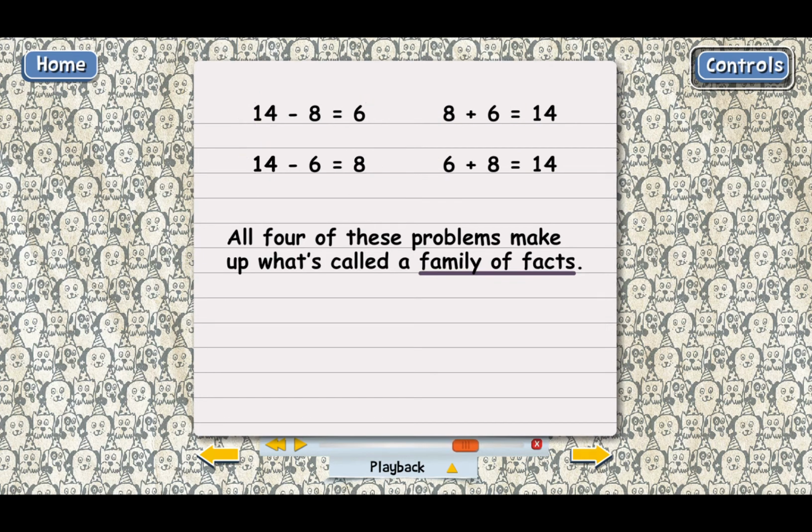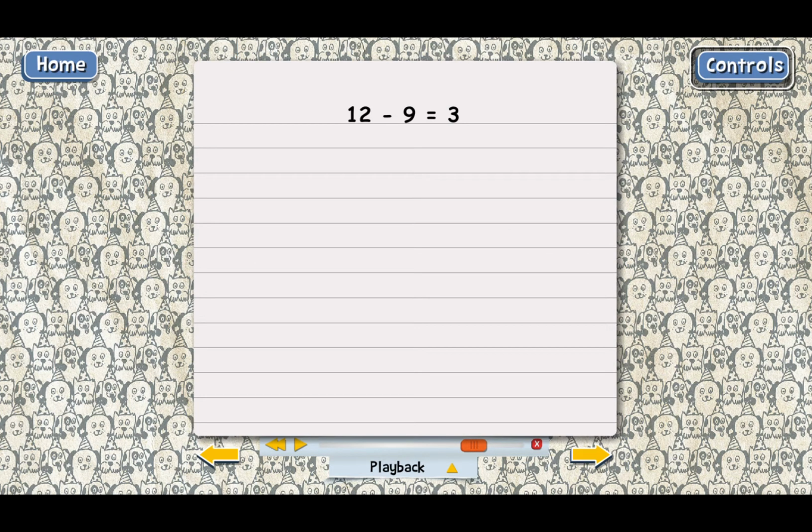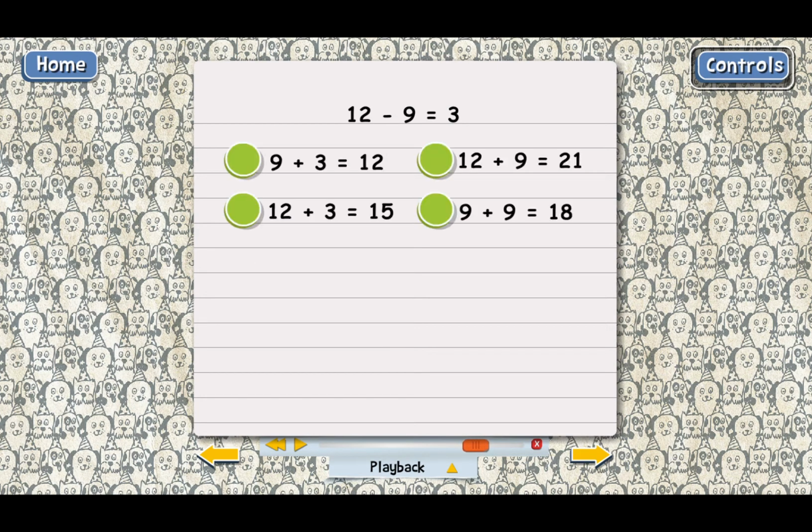Let's see if you can figure out another family of facts. I'll give you the first one. 12 minus 9 equals 3. Click on an addition problem that goes with this subtraction.